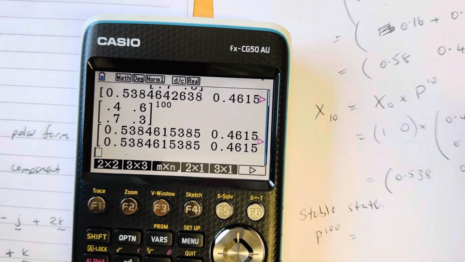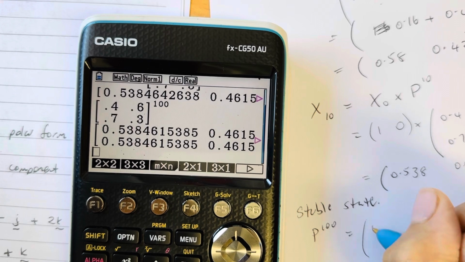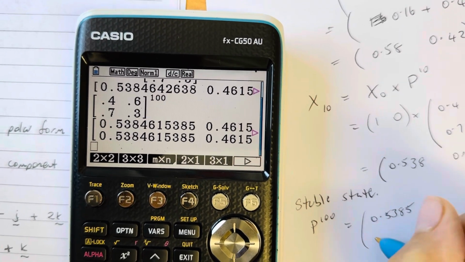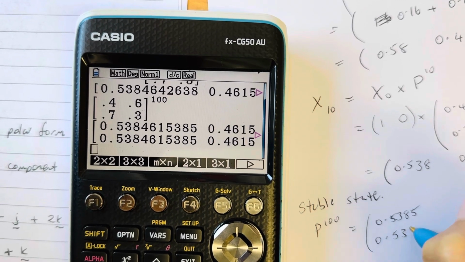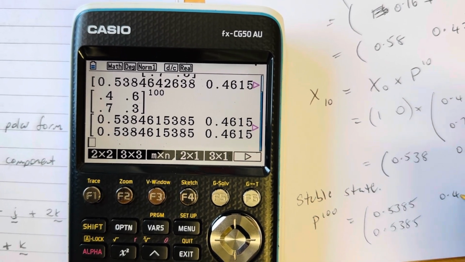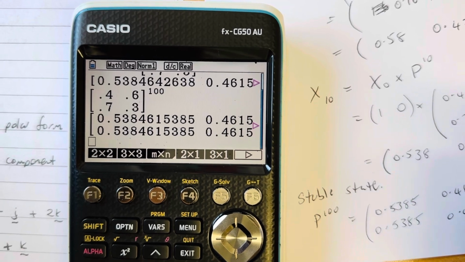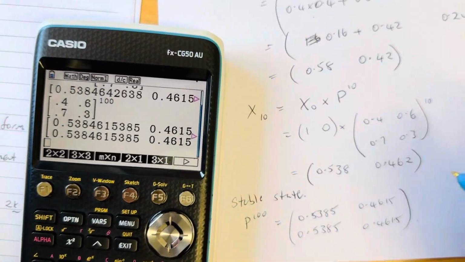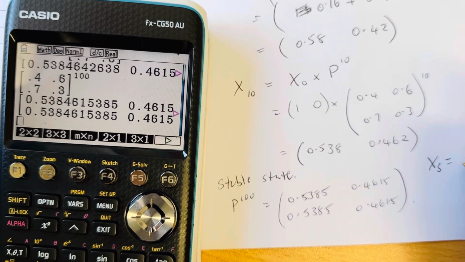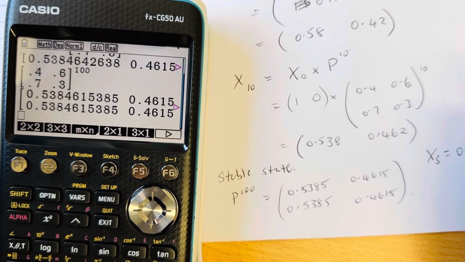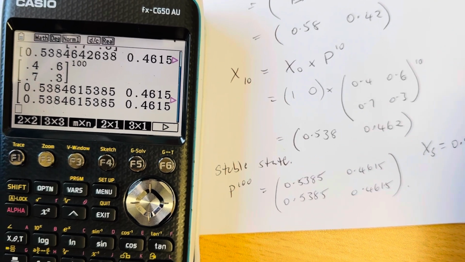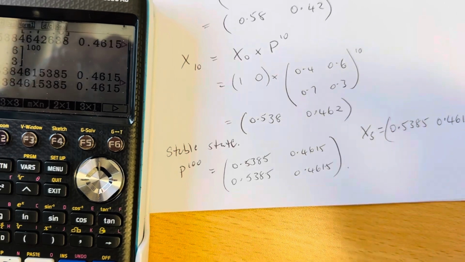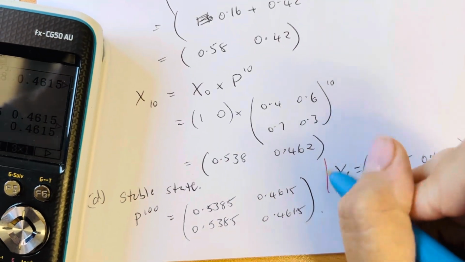Notice now I get doubled up: 0.5385, 0.4615, 0.5385, 0.4615. So my stable state, XS, is 0.5385, 0.4615. That is my stable state. I just need to take one of my rows.